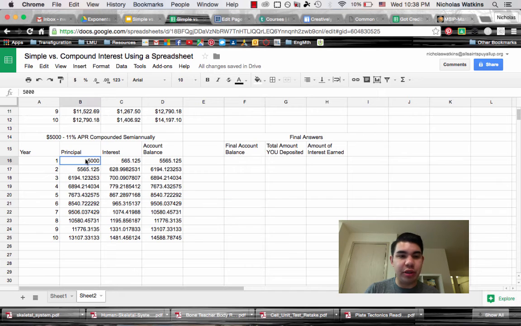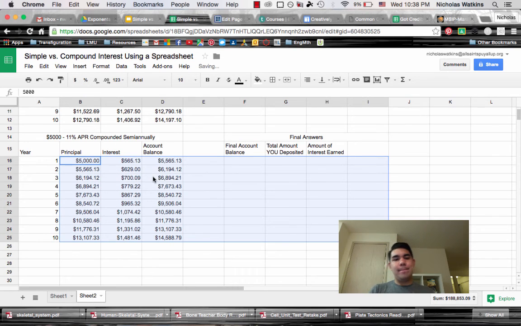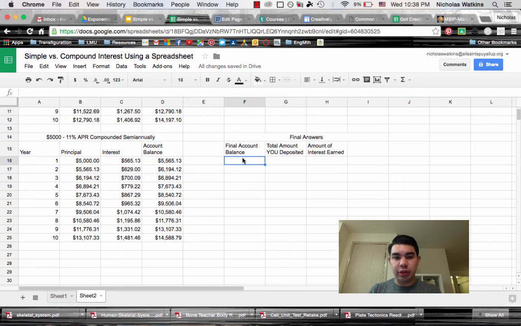That looks super messy. So we're going to go ahead and highlight this whole area. So again, from about B16 all the way down to B25, all the way over to I25. So let's find our little currency button. There we go. Looks a lot cleaner now. So here, final account balance at the end of 10 years, or year 10. Okay, just type that in. See, it's D25.